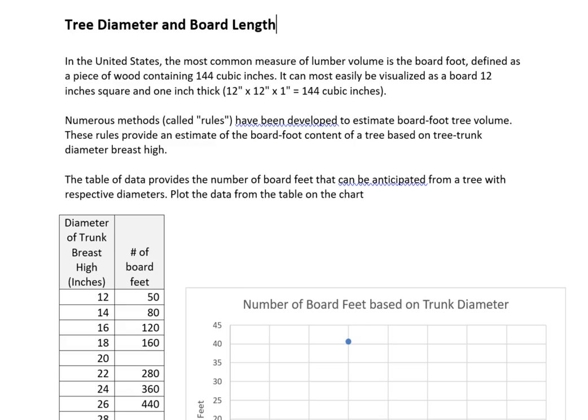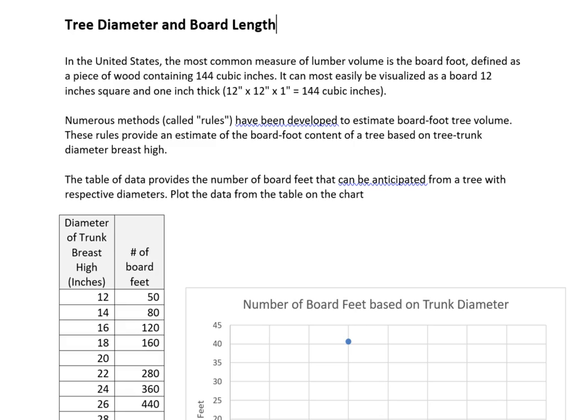These rules provide an estimate of the board foot content of a tree based on tree trunk diameter at breast height. So what they do is when someone goes up to a tree, at the height that's your chest, they measure the diameter, which is the distance across the tree, and they can determine if that tree should be cut down or not. It should be harvested, which is good because we don't always want clear cutting. We instead want to make sure that they're cutting according to what's good for the economy and good for the environment. So the table directions say the table of data provides the number of board feet that can be anticipated from a tree in respective diameters.